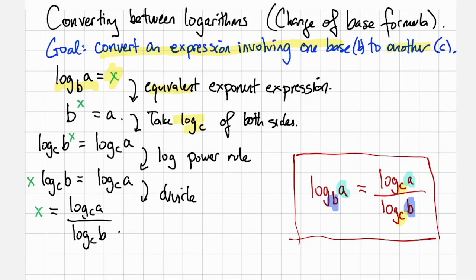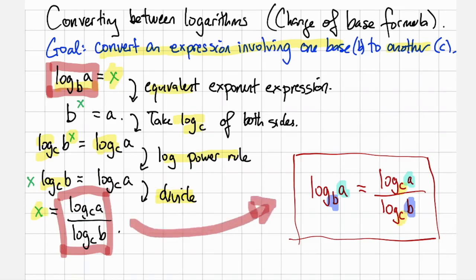If we take log base c of both sides, then we get this, log base c of b to the x is equal to log base c of a. If we use the log power rule to bring down this exponent here, we get that x times log base c of b is equal to log base c of a. And then if we divide out by this log base c of b, we see that x is equal to log base c of a over log base c of b. So we've taken this expression, log base b of a, and we see that it's equal to log base c of a over log base c of b.